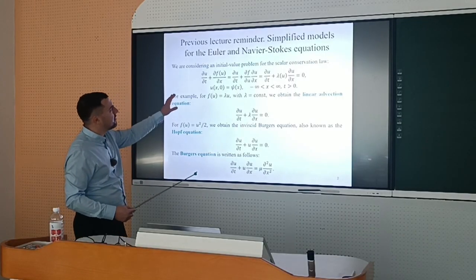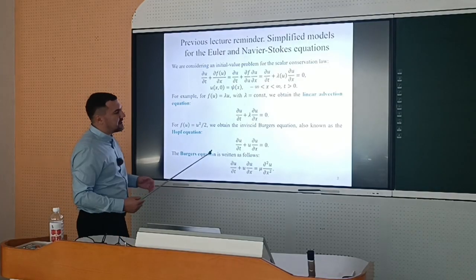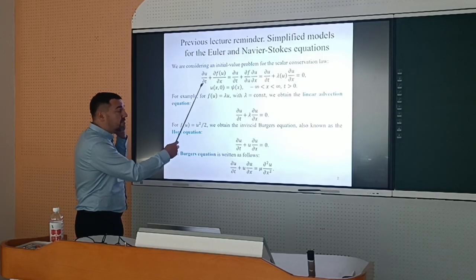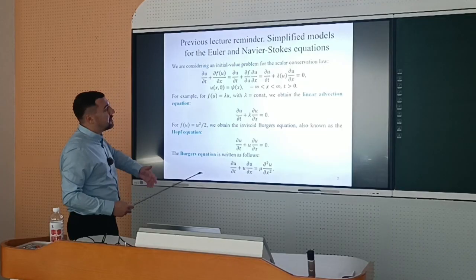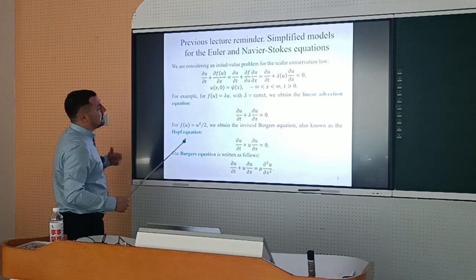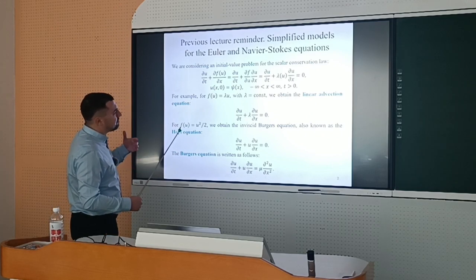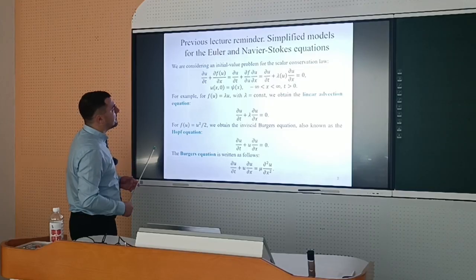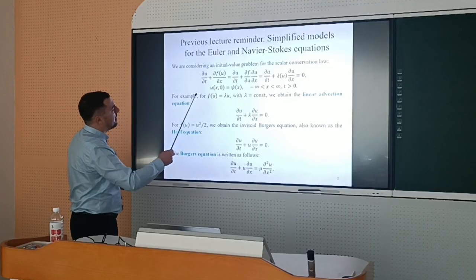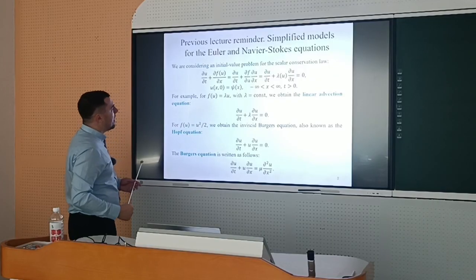This is the reminder of the second lecture. At the second lecture, I explained why we would analyze these simplified models for the Euler equations. We did not derive them, but I explained the motivation. So this is a nonlinear scalar conservation law, written in conservation form and quasi-linear form.